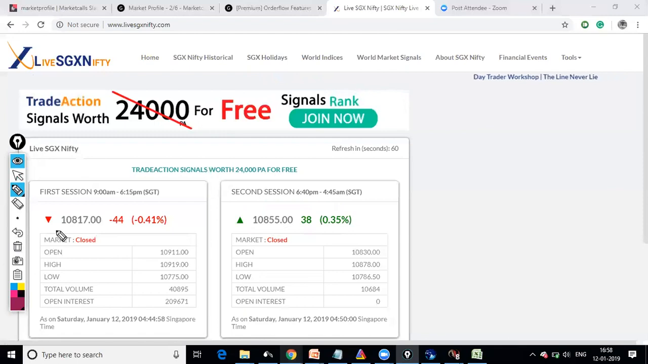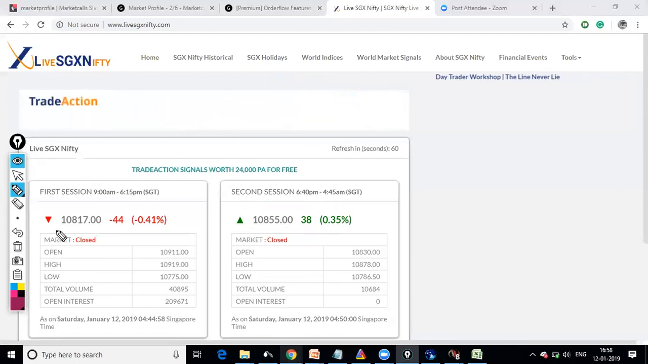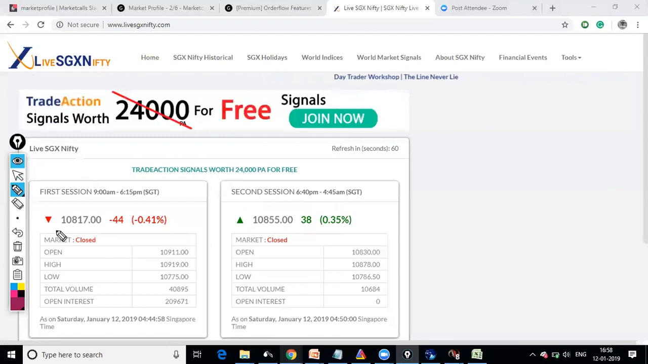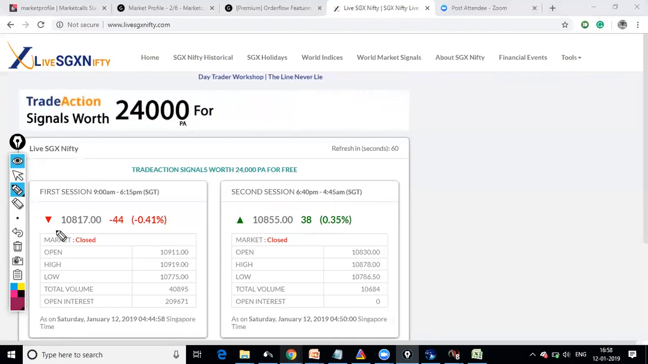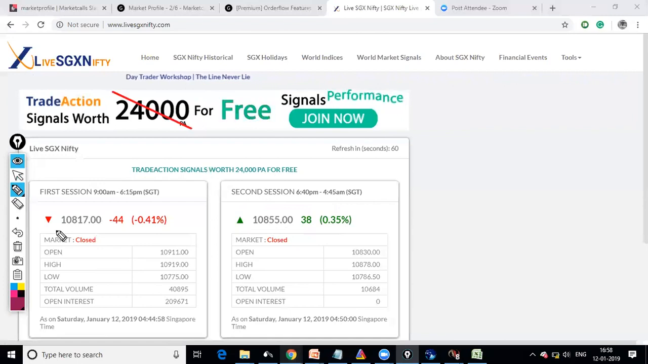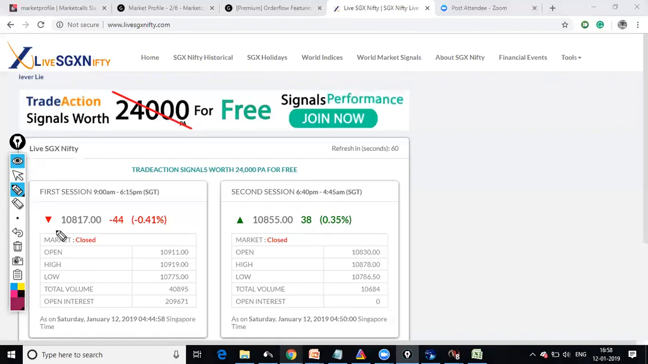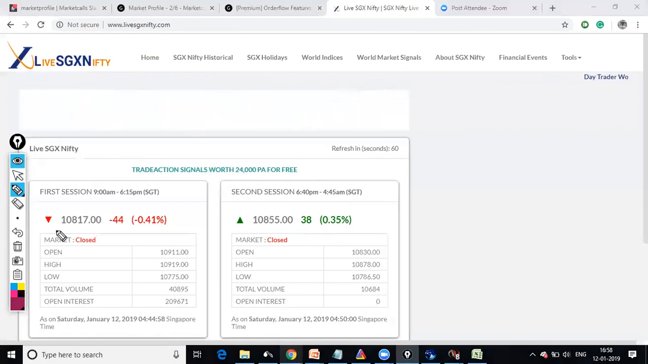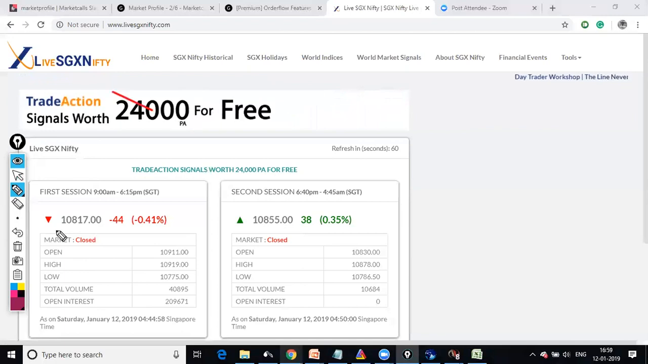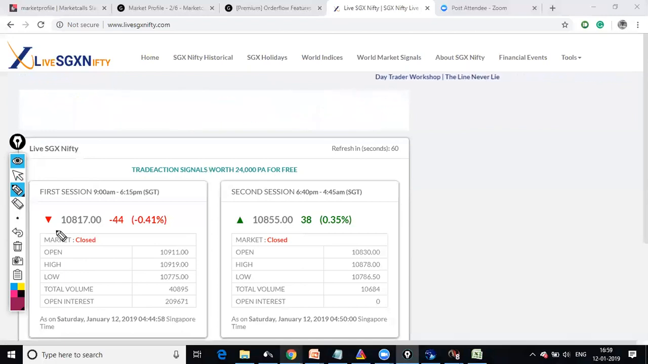But it's good to watch SGX Nifty to guess where the market is likely to open, especially if you are watching around 8:45 or 8 o'clock. You get a fair idea about it. That is okay. But what is not okay is watching SGX Nifty all day, refreshing the screen every 5 minutes and monitoring what SGX Nifty is doing, which is not good monitoring at all.